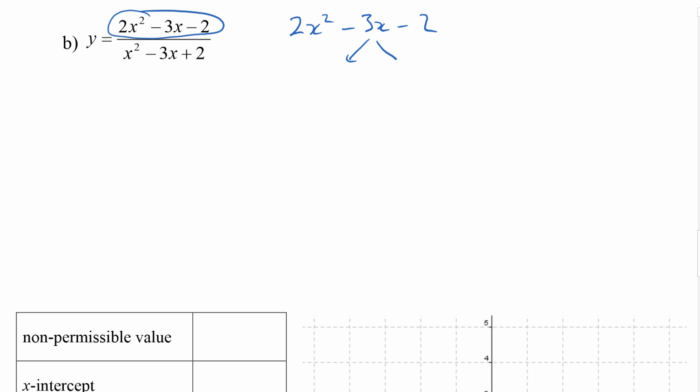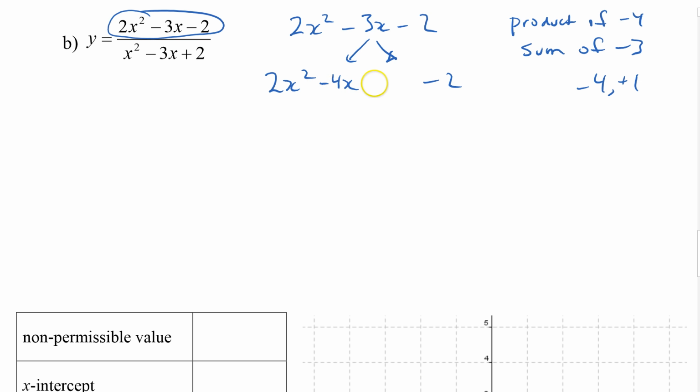So I want to break this minus 3x into two numbers, and I want them to have a product of 2 times negative 2, a product of negative 4, and a sum of negative 3. So what could those two numbers be? I'm thinking a negative 4 and a positive 1 would work out. So here I'm going to write minus 4x plus 1x plus an x.